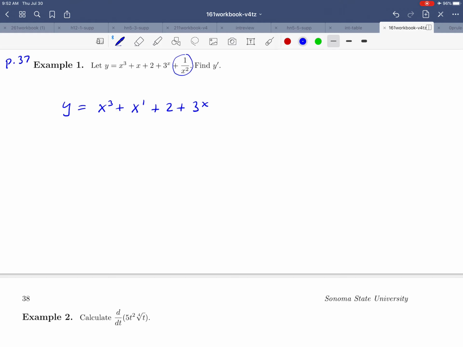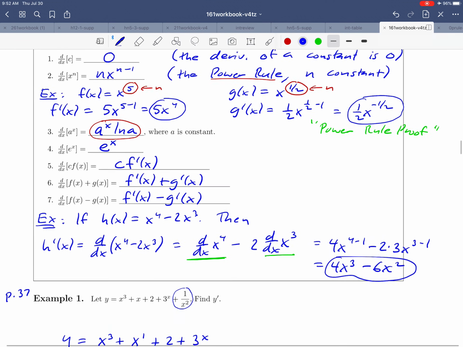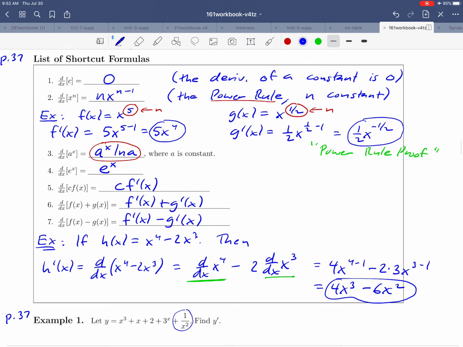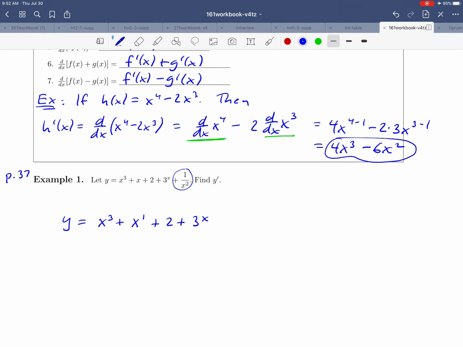That is kind of complicated. It's a quotient, 1 divided by x squared. And if you look at our list of shortcut formulas, I don't see any formula on that list that involves a quotient, something divided by something else. So if we want to take the derivative of that last term, we're going to need to rewrite 1 over x squared somehow. And you can do that by remembering a little algebra fact. 1 over x squared can be rewritten as x to the negative 2 power. It's like taking that x squared and moving it into the numerator and changing the sign on the exponent.